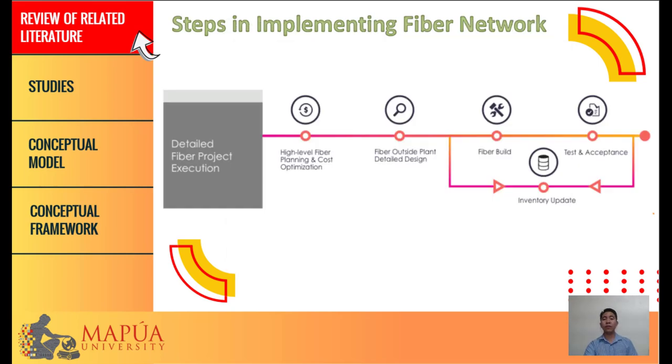The implementation of a fiber network starts with the planning and design phase, which involves conducting site surveys, selecting an optimal topology, and obtaining required permits. This research specifically focuses on that initial stage, planning and design, prior to the physical deployment, installation, testing, and activation of the network.